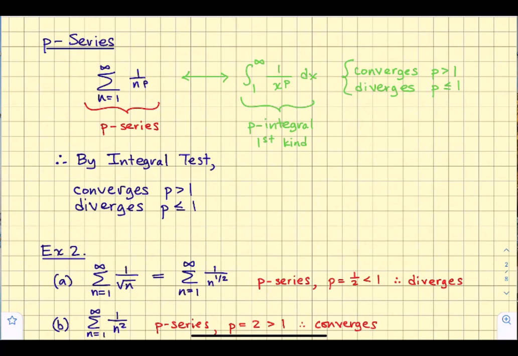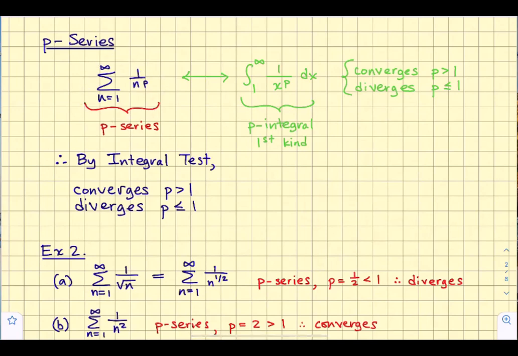So this leads us to the topic of p-series. If you remember p integrals of the first kind from what we studied before, they had the form integral from 1 to infinity of 1 over x to the p dx. Remember that they converge when p is greater than 1, and they diverge when p is less than or equal to 1. So if you recall this, that motivates the next topic, which is the so-called p-series, and they look like summation n equals 1 to infinity of 1 over n to the p for some power p.